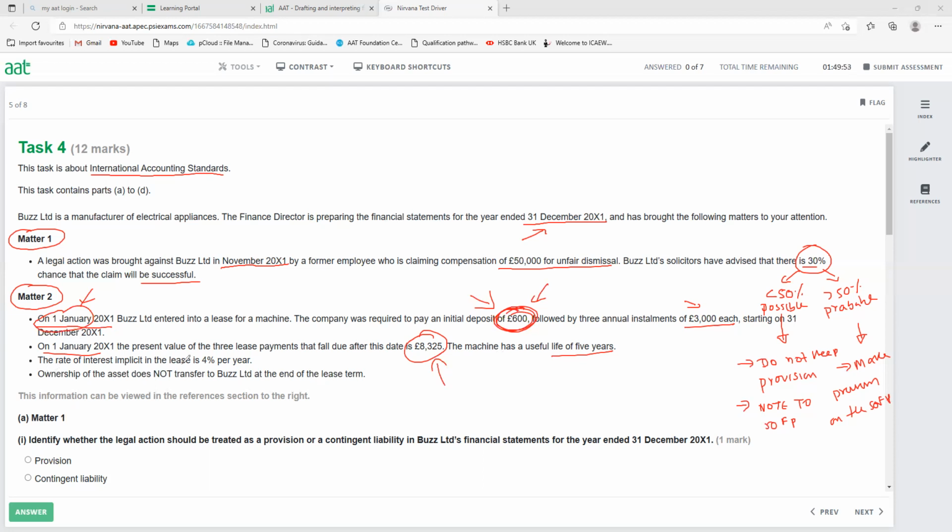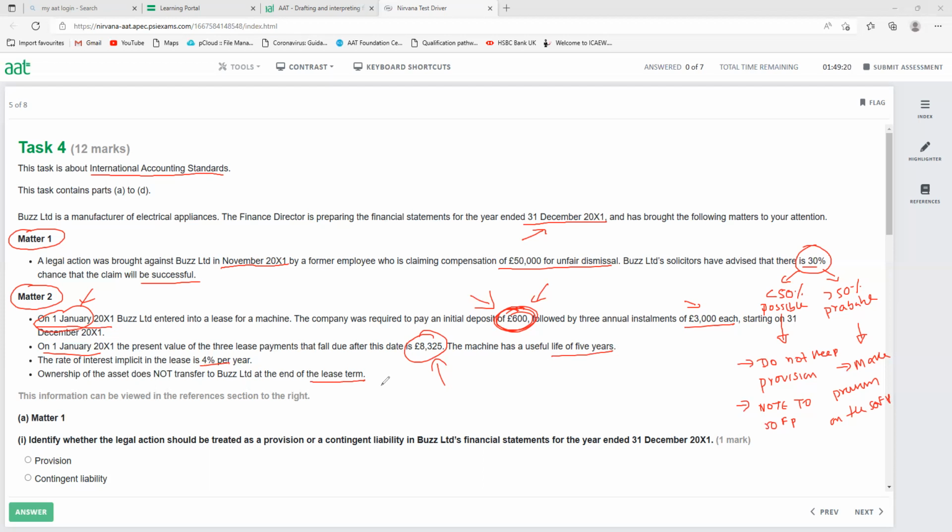The rate of interest implicit in the lease is 4% per year. So this is the rate of interest. Ownership of the asset does not transfer to B Limited at the end of the lease term. So after the lease, the asset will not be owned by the company and we need to give it back. So it looks like an operating lease. It's not a finance lease, because if it were a finance lease, at the end of the lease period the asset would belong to the company.